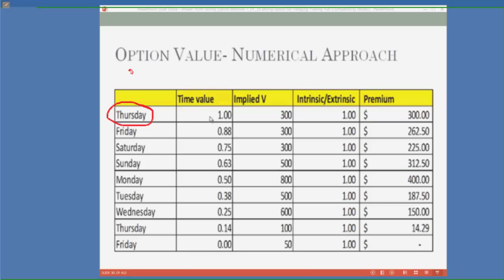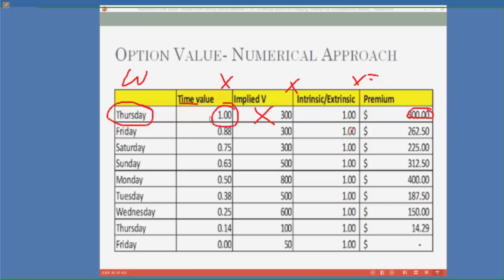And when you look at the time value, so that first day on a Thursday, you're going to have 100% time. All right, so then time times the implied volatility times the underlying value equals the premium, or the price of the option. So the first day, you've got 100% time. And in this example, let's say implied volatility was 300. I'm keeping this at a constant number so you can see how these two variables impact each other. You would have a price of $300.